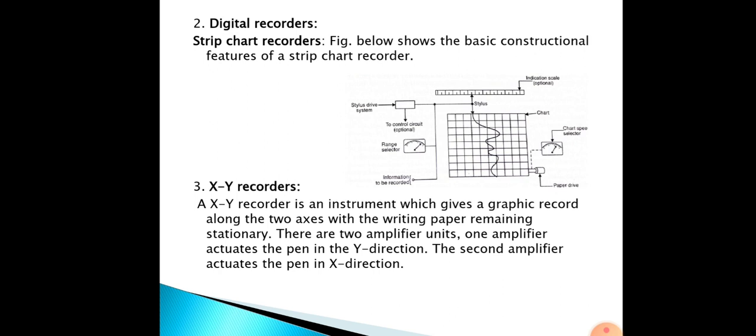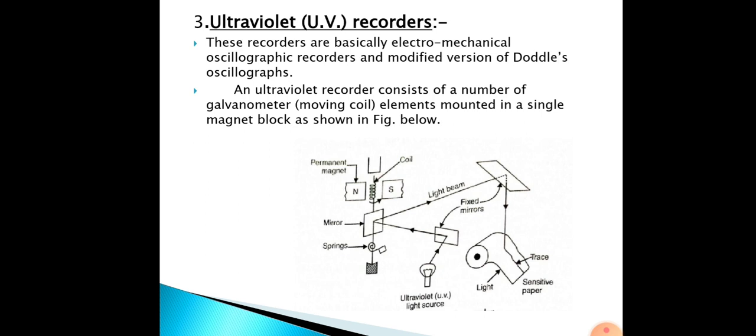Okay, then next one, ultraviolet UV recorders. So these recorders are basically electromechanical oscillographic recorders. Okay, so an ultraviolet recorder consists of a number of galvanometer elements mounted in a single magnet block. Okay, so you can see the diagram over there.